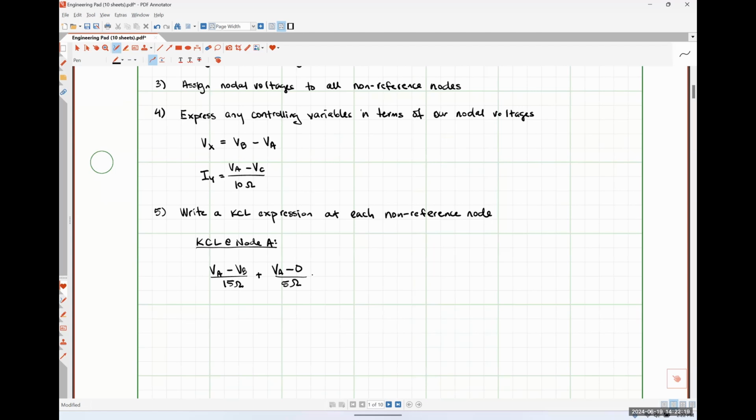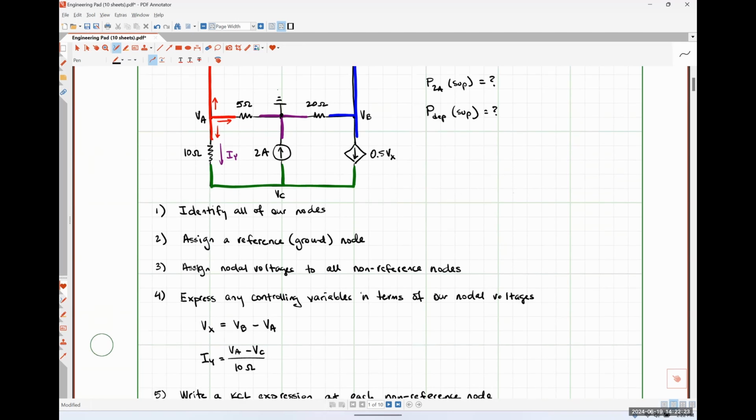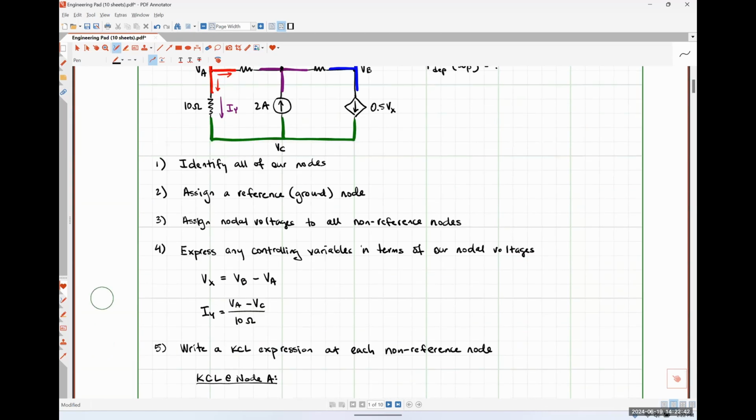Okay, somebody else tell me what the current flowing down through the 10 ohm resistor is going to be, expressed in terms of our nodal voltages. So the VA minus VC over 10 ohms. So VA minus VC over 10 ohms, the exact same thing as we got for IY, because they represent literally the exact same current. Absolutely correct.